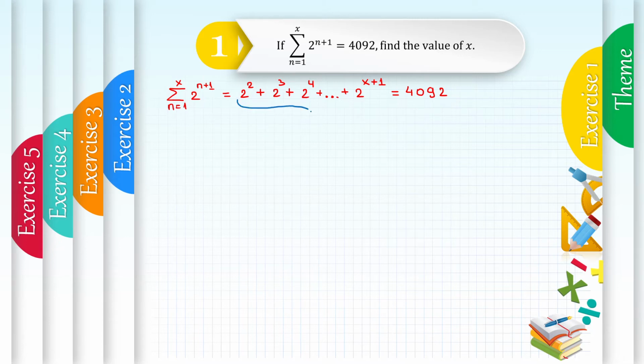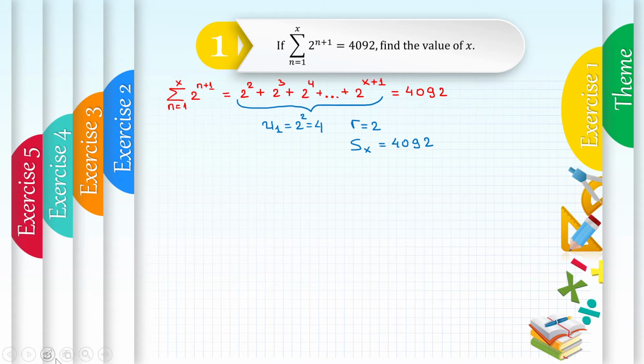So here is the sum of the geometric sequence where the first term u sub 1 is equal to 2 to power 2, which is equal to 4, and the common ratio, let's denote it by r, is equal to 2. So what do we have to solve? This means that we have to solve the equation the sum sub x equals to 4092, where x means the number of terms in our geometric sequence.